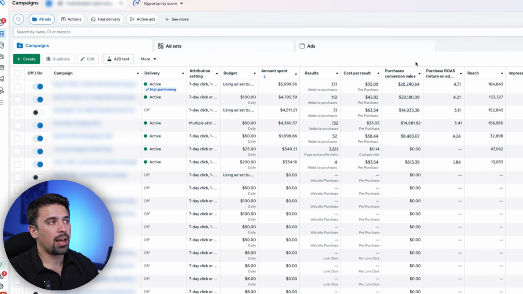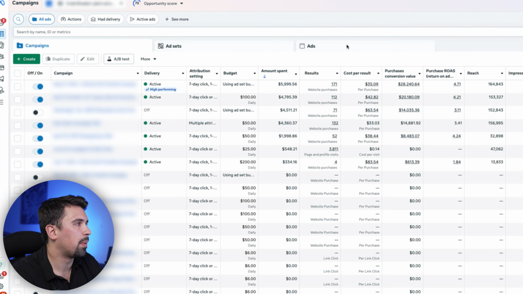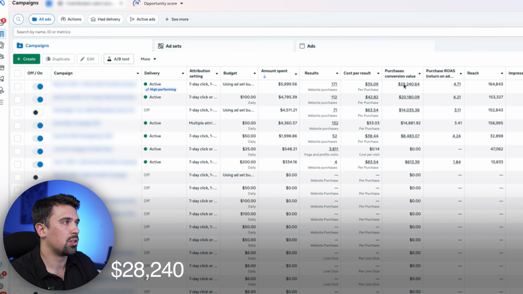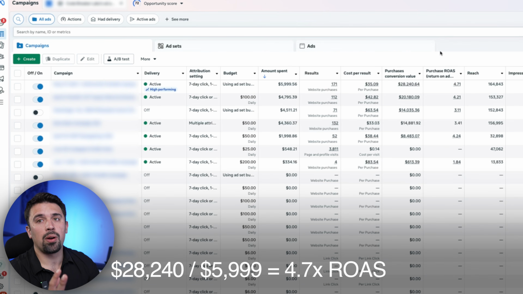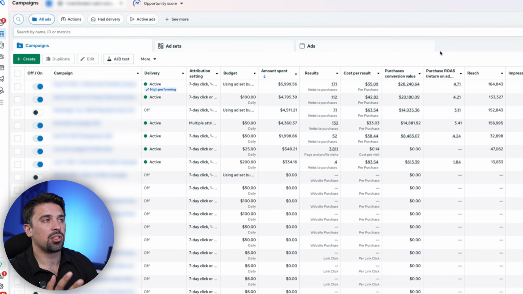And then our next would be ROAS, so return on ad spend. I would say this is one of the most important metrics that I look at next to cost per result. Those two are like very, very important. Purchase ROAS is your revenue generated divided by your ad spend for each campaign. So you can see I've spent about $6,000 here, and I've generated $28,200. So if you divide $28,240 divided by 6,000, you get 4.71, which is a great ROAS. In this specific ad account, the break even is around 1.6, 1.7. So this is extremely profitable.